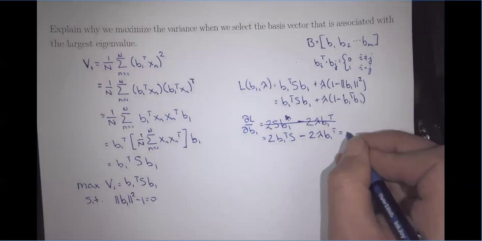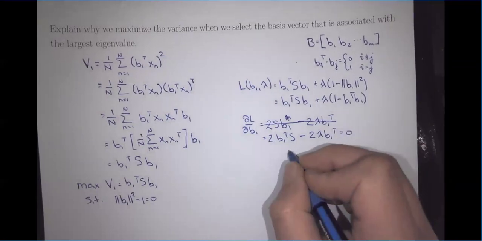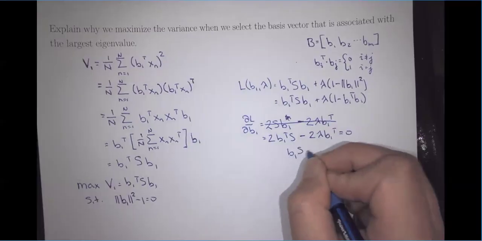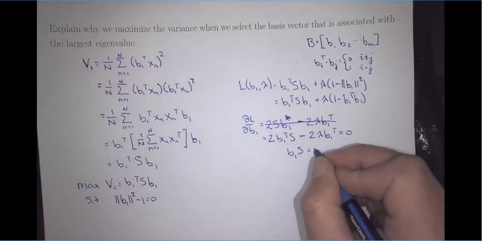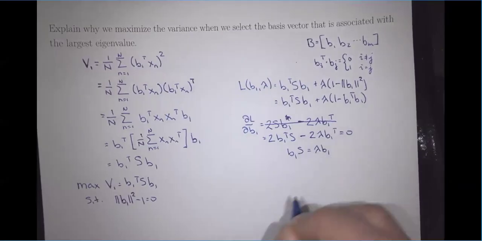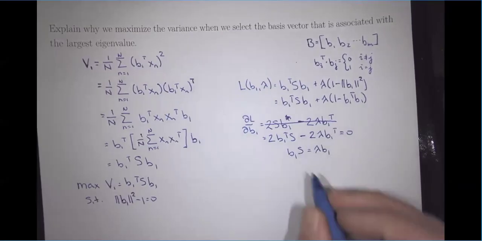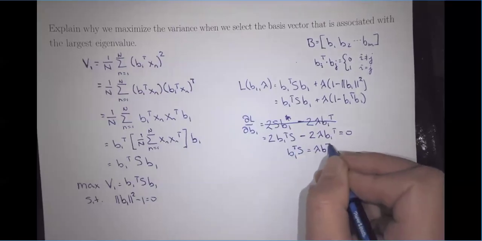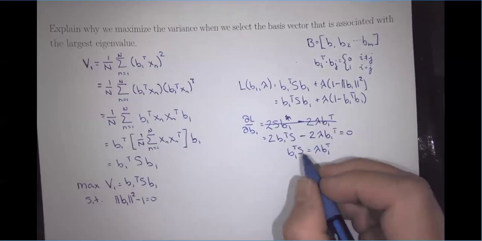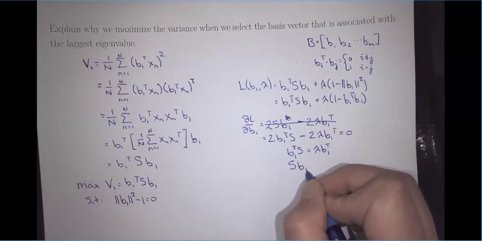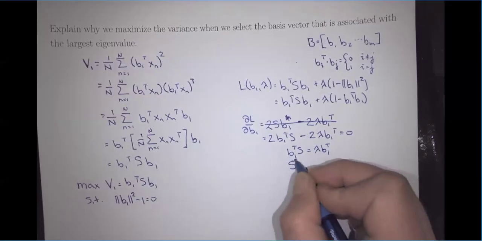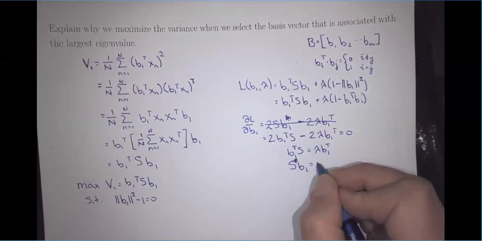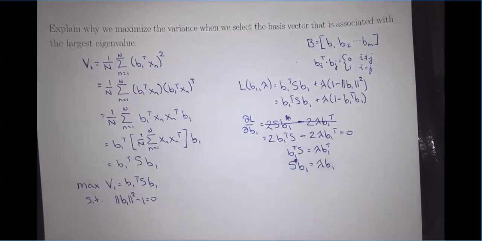So this has to equal 0, which tells us that B1 S is equal to lambda B1. That does not tell us that. It tells us that B1 transpose S is equal to lambda B1 transpose. It tells us that S transpose B1, which is equal to S, I can say that, is equal to lambda B1. Okay. Notice that this tells us that B1 is an eigenvector for S.